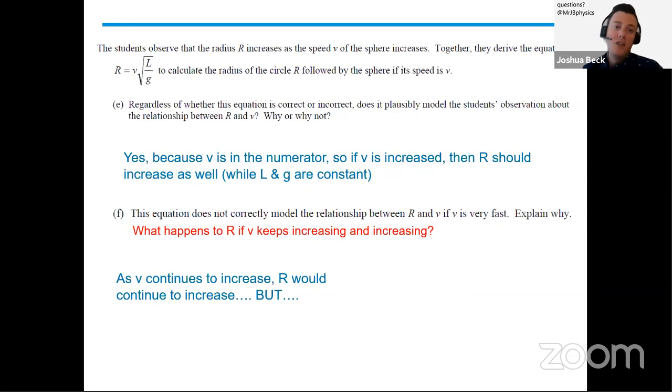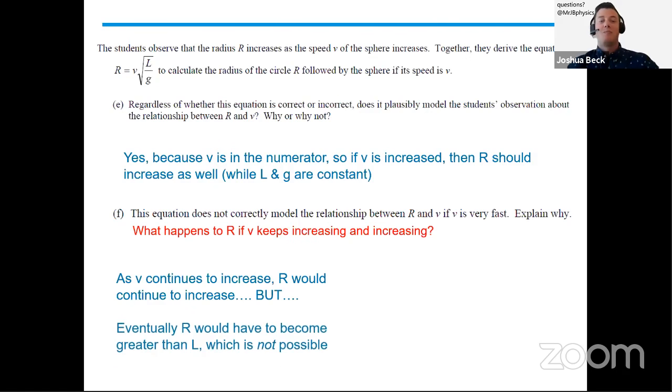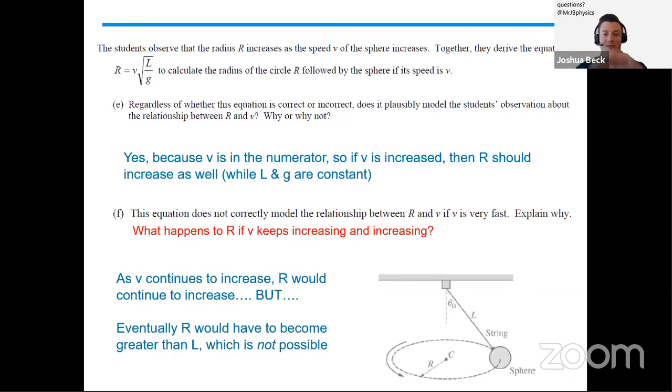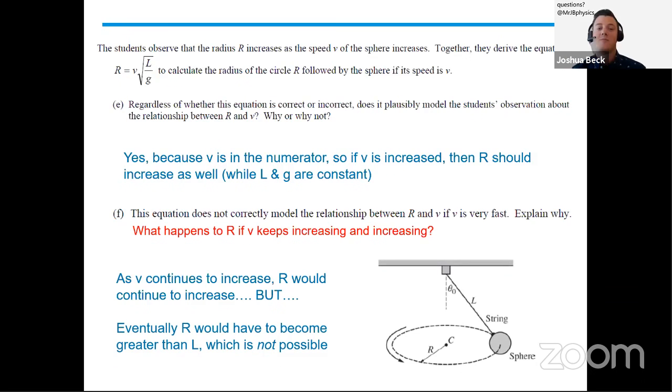Okay, so let's increase V a little bit more. What does R have to do? It increases some more, right? Okay, let's keep increasing V. Well, then R is going to have to get bigger and bigger and bigger. But eventually, remember, there are physical constraints here. Eventually, R would have to become greater than L, and that's not possible.